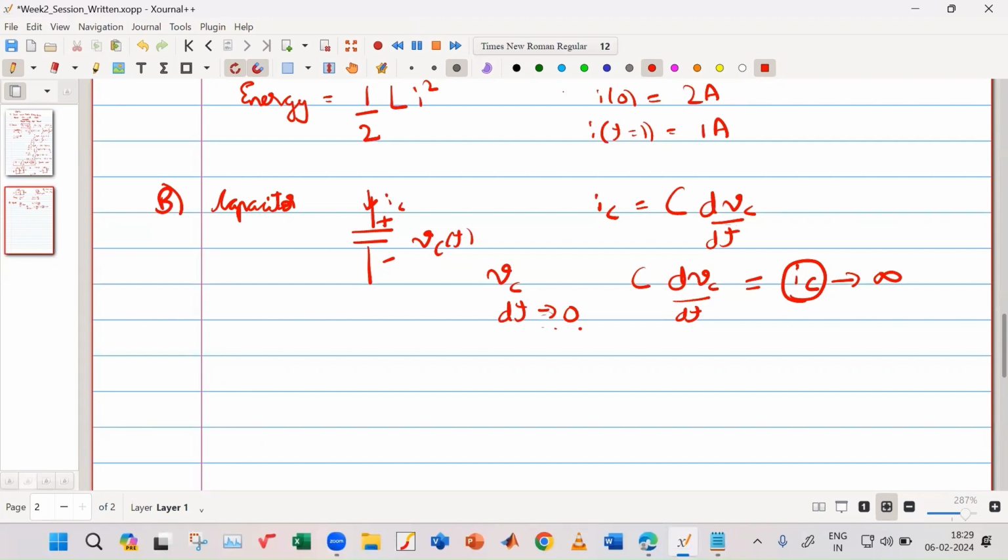I'll repeat this again. If you want the voltage across the capacitor, dvc, to change instantaneously, if it were possible, instantaneously means dt tends to 0. If such a thing should happen, you substitute dt tends to 0, and you will get that the current which has to flow into the capacitor for such a thing to occur tends to infinity. And that is not physically possible. That is why for a capacitor, the voltage does not change instantaneously.